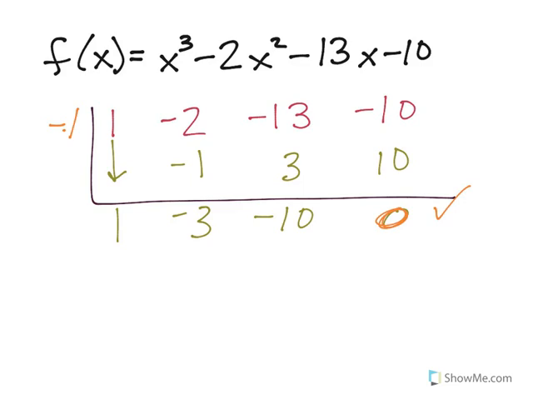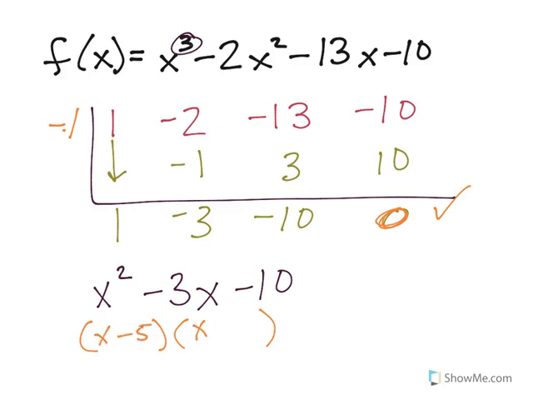So now what do I have left? I have x squared minus 3x minus 10. Because remember, after synthetic division, our exponent drops down by 1. Hopefully you see this and go, oh yeah, this factors to x minus 5, x plus 2. So I know my zeros are 5 and negative 2. So part B, listing my zeros, I know that we have negative 1, 5, and negative 2. Great. Now that we know our zeros, we can factor this.